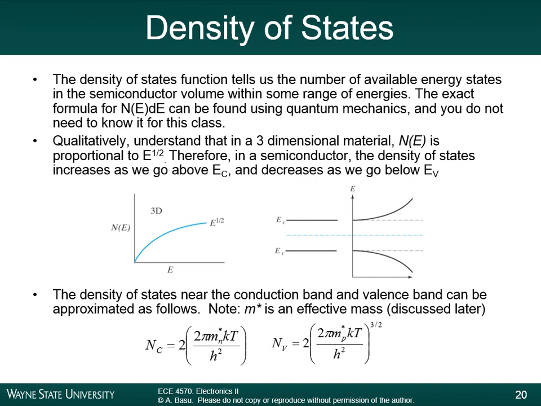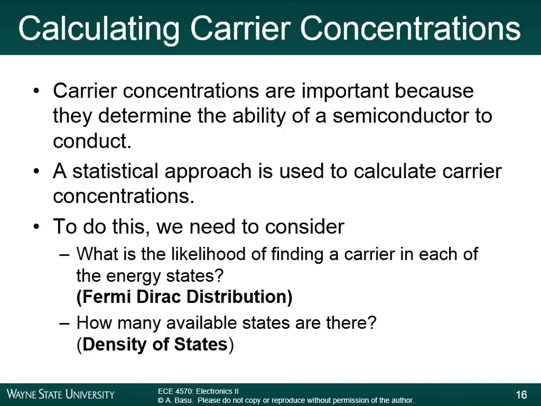Now we've covered this first part of the problem. We've talked about the Fermi-Dirac distribution, which is the probability that the state is full. The next thing we'll talk about is the density of states. How many available states are there?